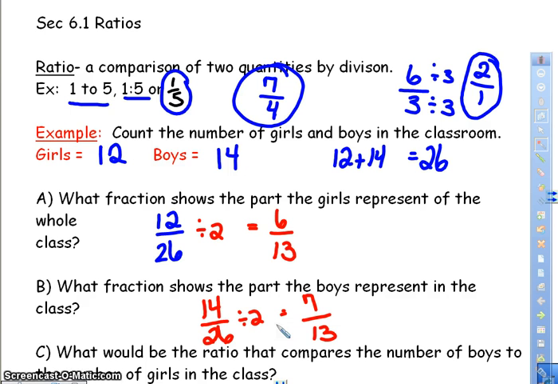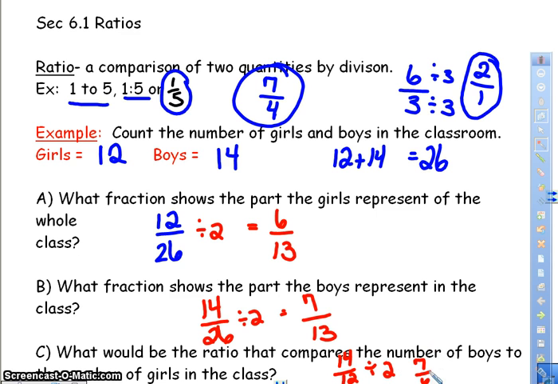Our last one asks, what would be the ratio that compares the boys to the girls? So boys needs to go on the top, boys to girls. So I have 14 to 12, and once again we want to reduce. I can divide these by 2, and you get 7/6. So there are 7 boys for every 6 girls.